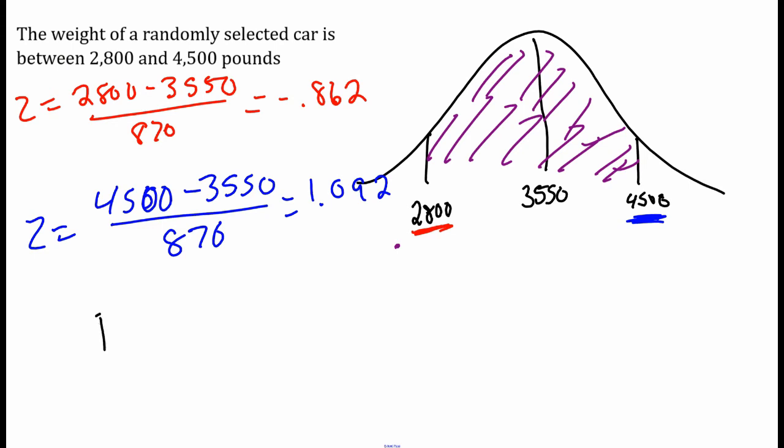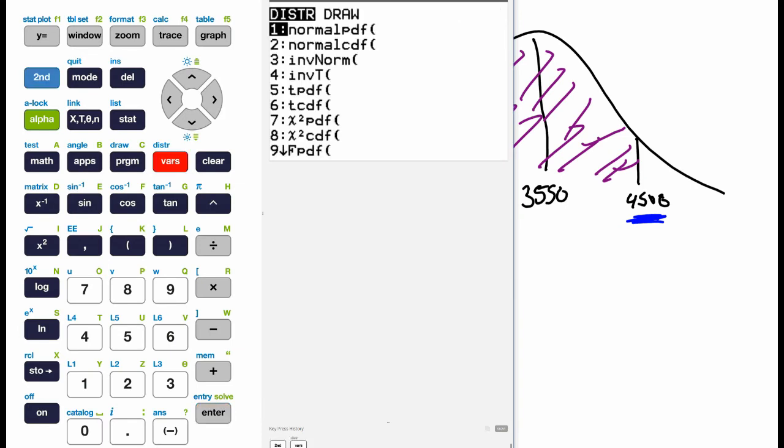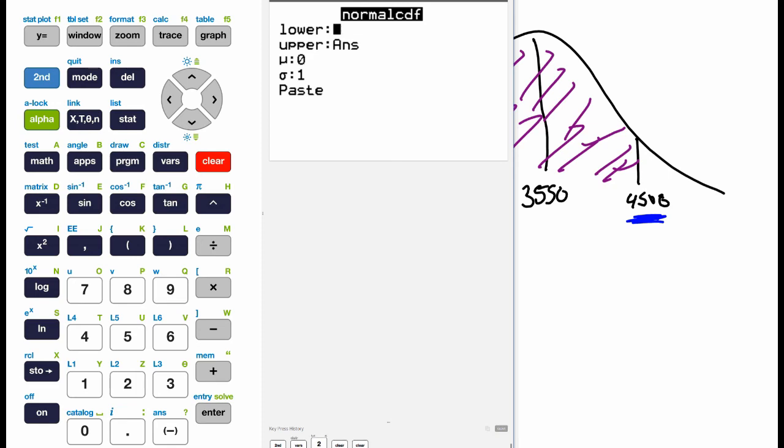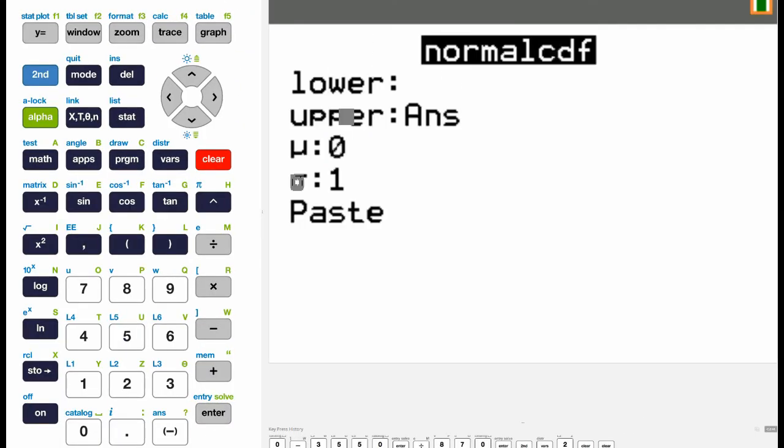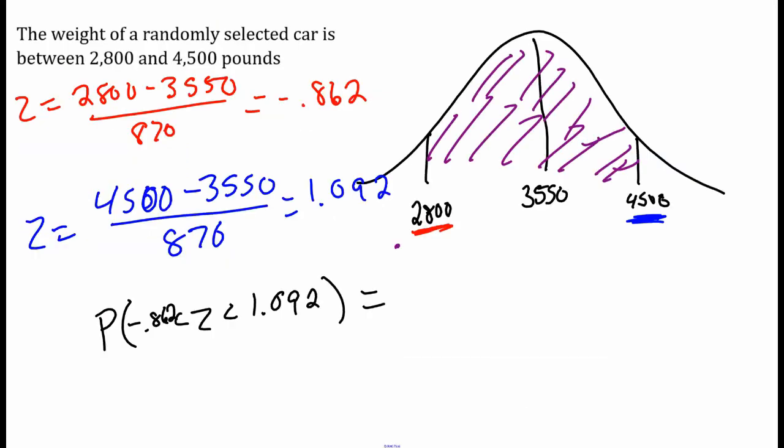So I want to know what's the probability that, in the purple region there, z is trapped between negative 0.862 and 1.092. And we're going to use the normal CDF function again. So I have a lower bound and an upper bound this time. I'm going to go second distribution, normal CDF. My lower bound is that first z-score, negative 0.862. The upper bound is my upper z-score of 1.092.